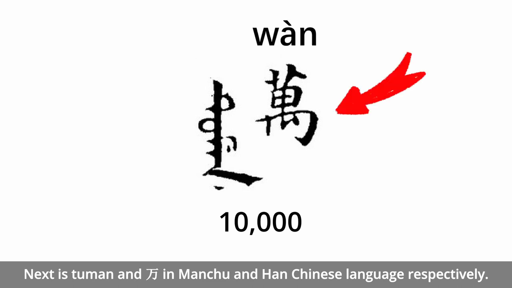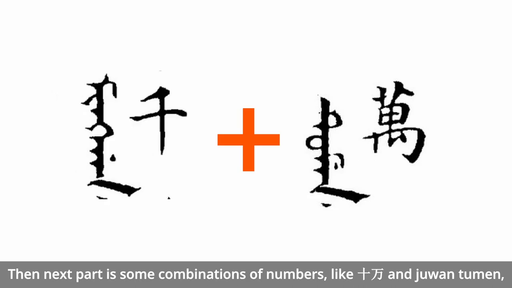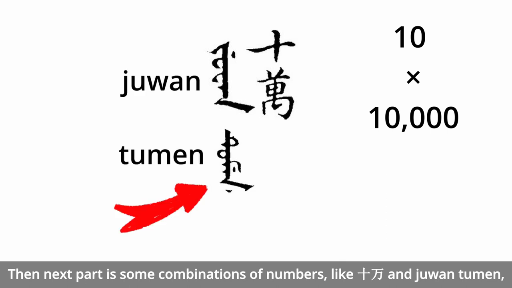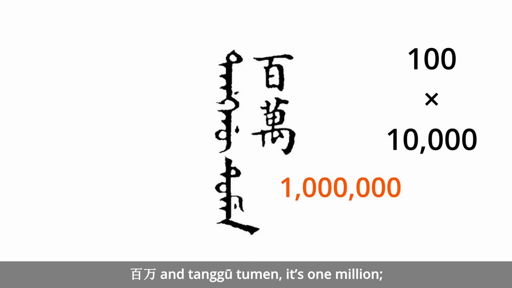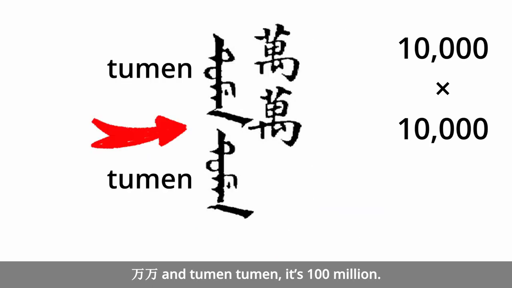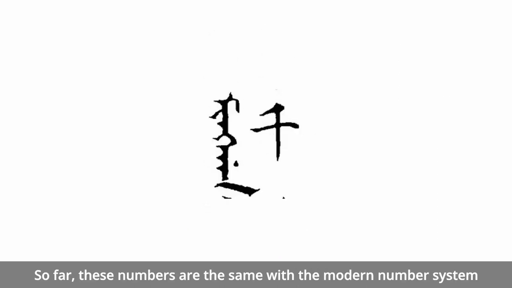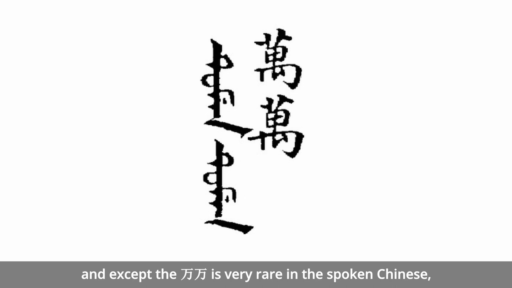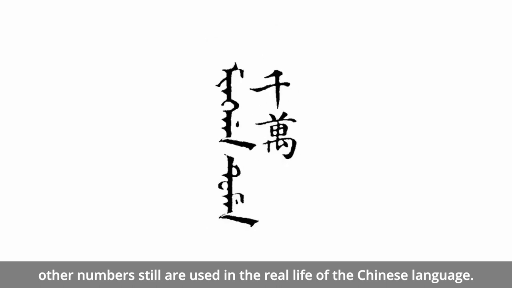Next is Tumen and Wan, in Manchu and Han Chinese respectively. The ancient dictionary says that 10 thousands is 1 Tumen. Then, in the next part, some combinations of numbers like 十万 and 专 Tumen is 100,000, 百万 and 唐古 Tumen is 1 million, 千万 and 明安 Tumen is 10 million, 万万 and Tumen Tumen is 100 million. So far, these numbers are the same as the modern number system, except 万万, which is very rare in spoken Chinese. Other numbers are still used in real life in the Chinese language.